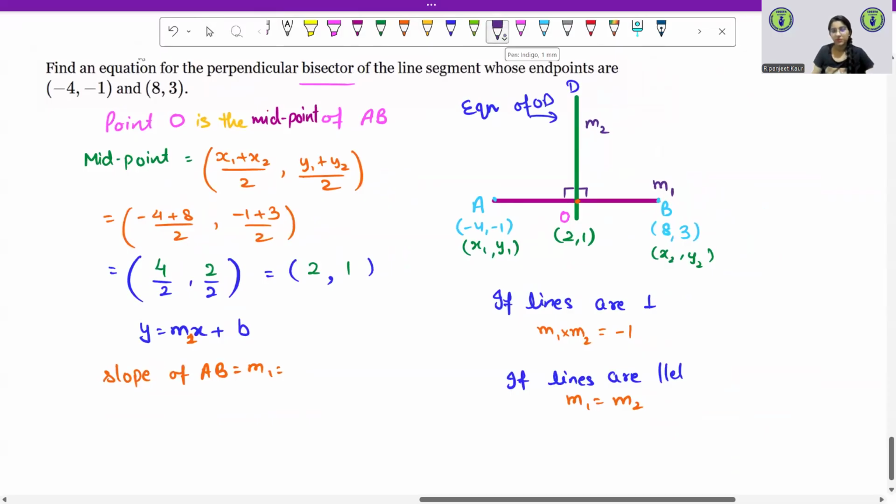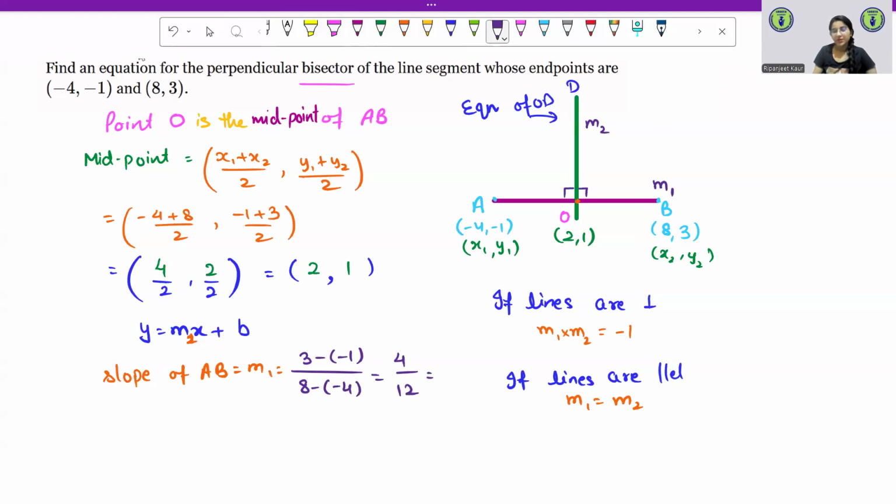y2 minus y1, 3 minus of minus 1, over x2 minus x1. So 8 minus of minus 4, which gives us 4 over 12. And 4 over 12 in simplified form, what is that? 1/3. Correct.